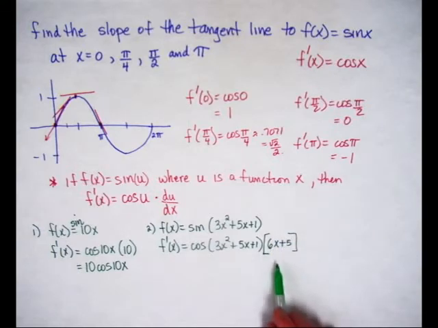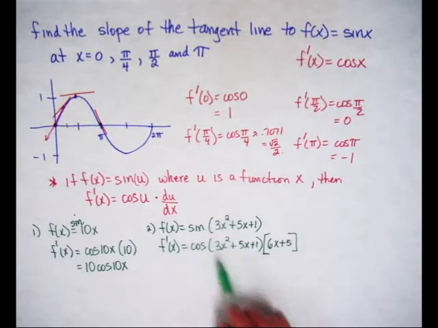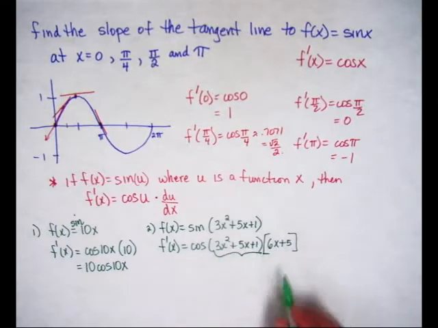Now, it's not wrong to leave the 6x plus 5 at the end. The only potential difficulty there is someone looking at this might think that you're taking the cos of all of this. But you're only taking the cos of the argument, and then you're multiplying the result by 6x plus 5. So it's often a good idea to write the 6x plus 5 in front of the cos function.